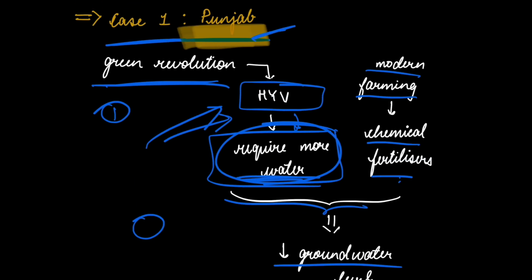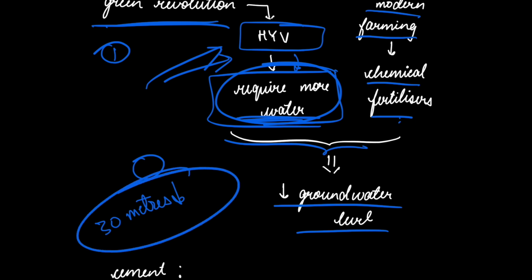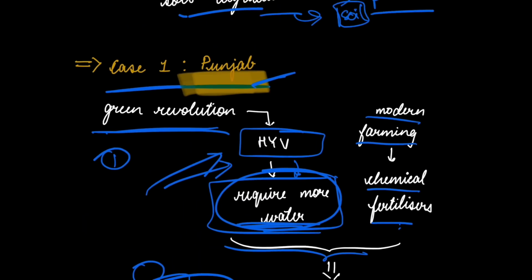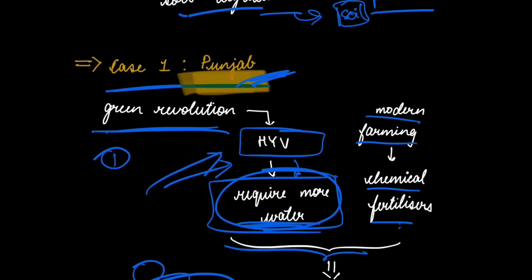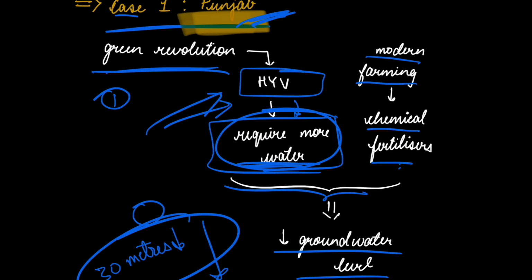This has happened in Punjab. For now, they have to go 30 meters deep underground to find water. This has happened in Punjab and most of the other states as well. So we have to be mindful when we are using things. So this is the first case, about groundwater.